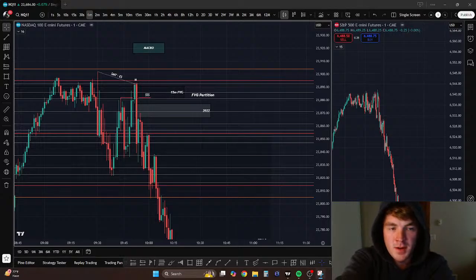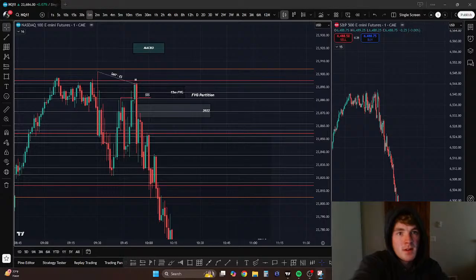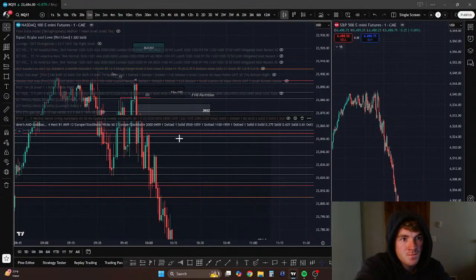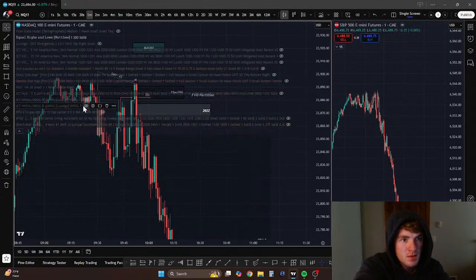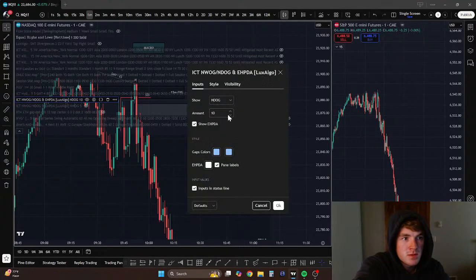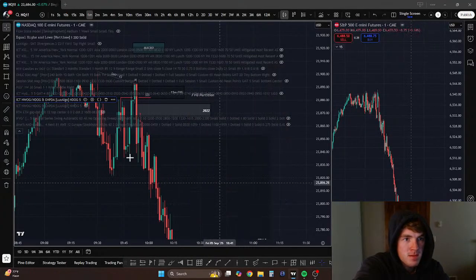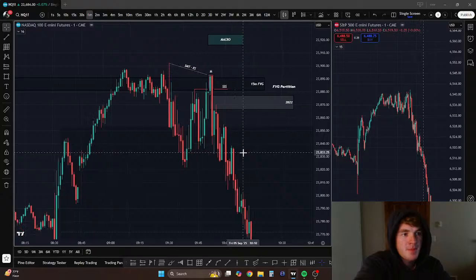Market maker sell model aligned with Goldbach 2022 gap close to FVG partition. Okay, new day opening gaps. Let's look at this.